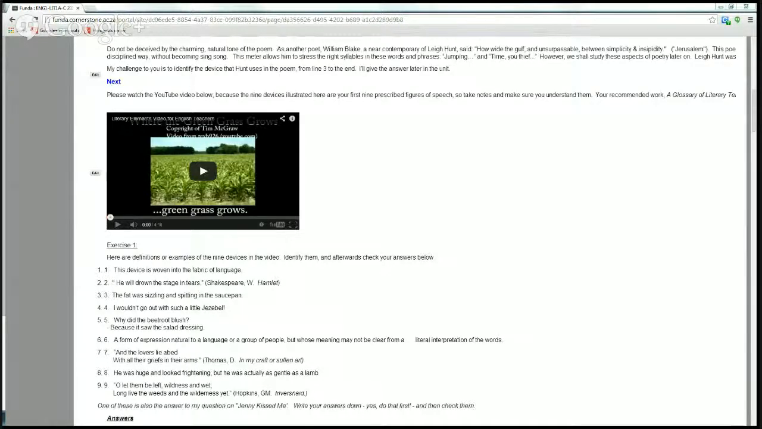Good. Seven. This is a beautiful poem by Dylan Thomas, In My Craft or Sullen Art. And in it he says, and the lovers lie abed with all their griefs in their arms. What's he doing here? What figure of speech is that? I think it's Salt River's turn, or Worcester. Worcester, how about you? Can you see what that is?